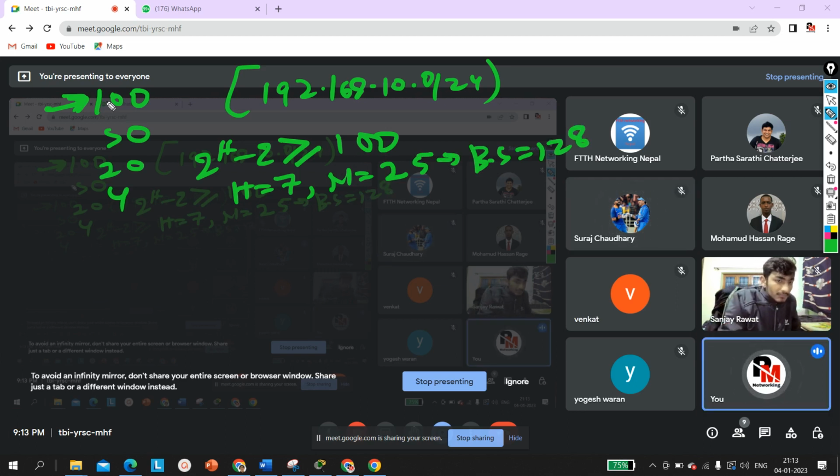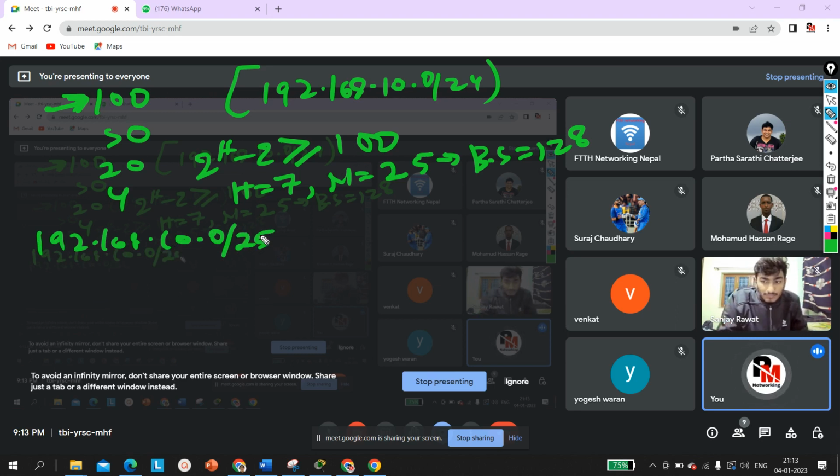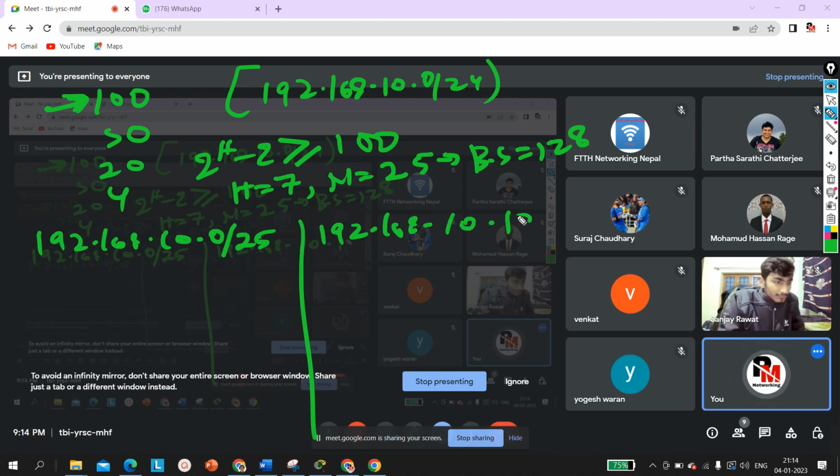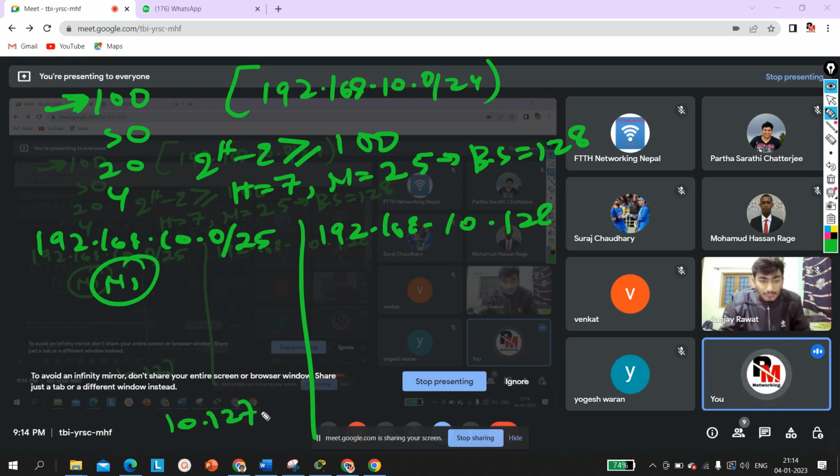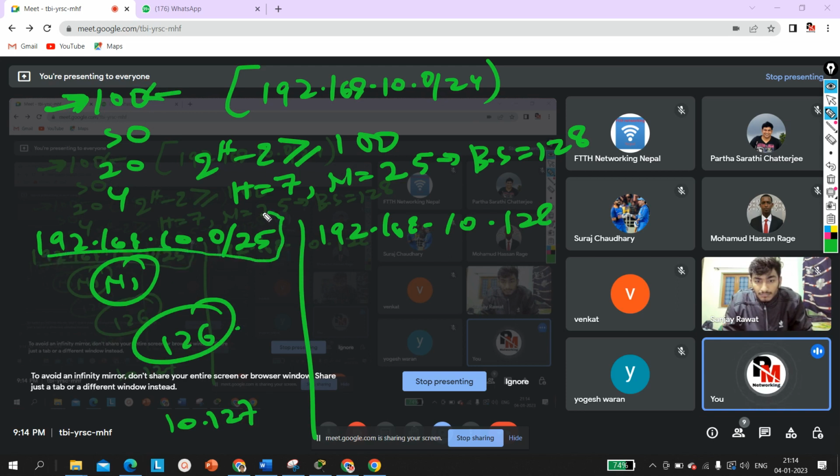That means my first network is 192.168.10.0/25, and my second network is 192.168.10.128. This one is my network 1, and how many valid hosts are there? The last IP address will be 10.127, so there are 126 valid IP addresses, and we need 100 IP addresses. So this network will be good for department 1, right?